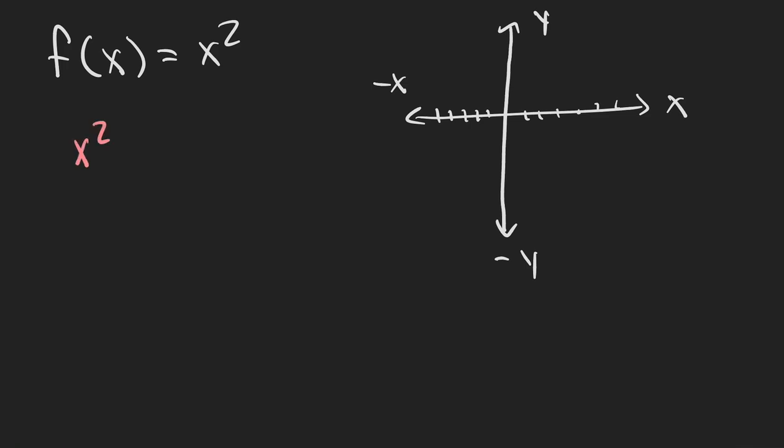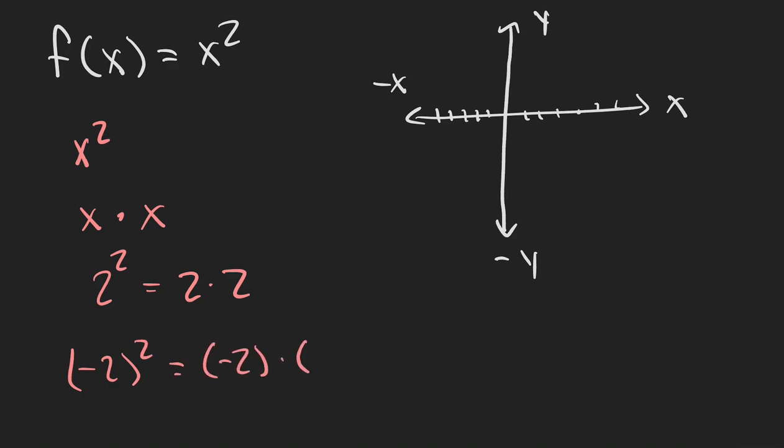x squared means we have whatever number, x, times itself, x. So that means if we were to have 2 squared, it'd be 2 times 2. And if we were to have negative 2 squared, it would be negative 2 times negative 2. And hopefully you can kind of see a little bit that that means we can never have a negative value.